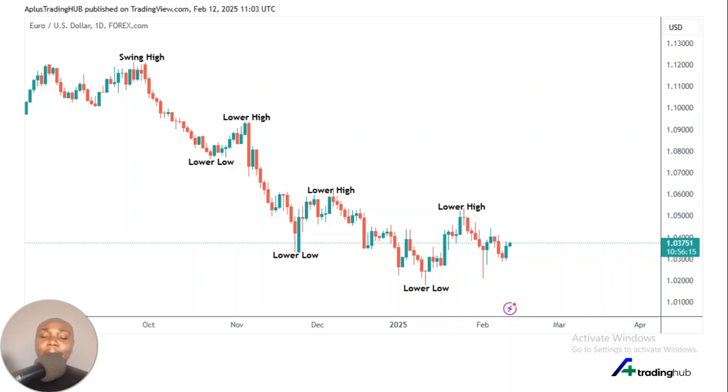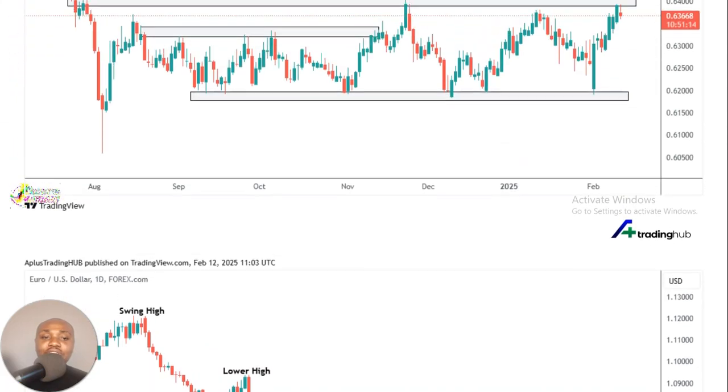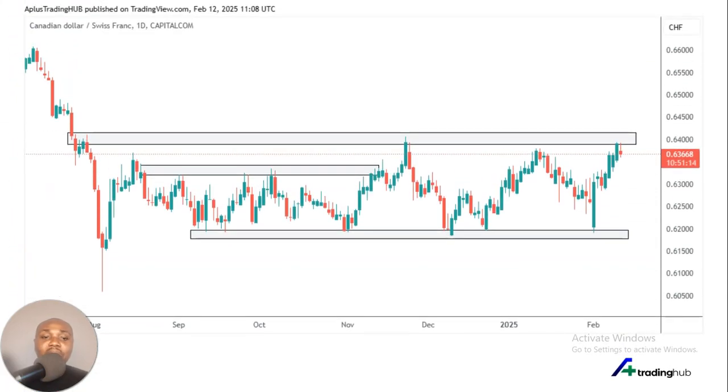For a ranging trend, you have to see price move between two price levels or zones. For example, you see price tagging a particular zone up and also tagging a certain zone down multiple times within a certain duration. Then you can conclude that the market direction for that particular currency pair or asset is ranging.